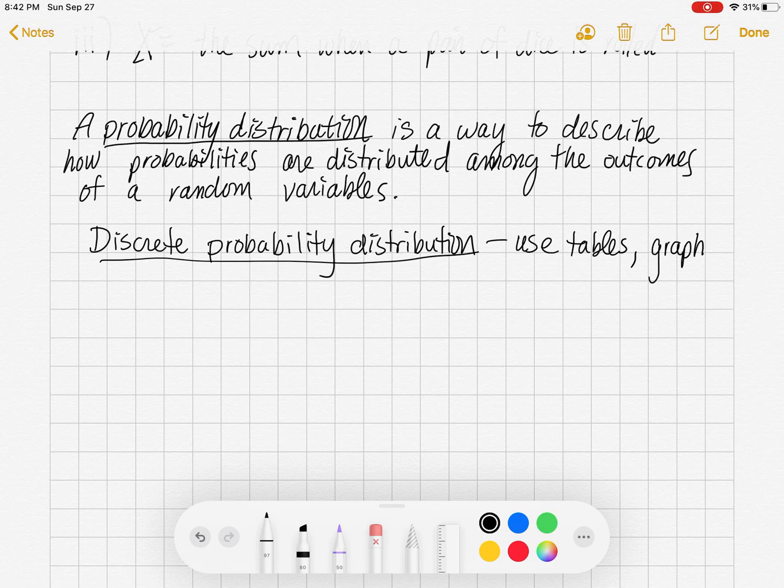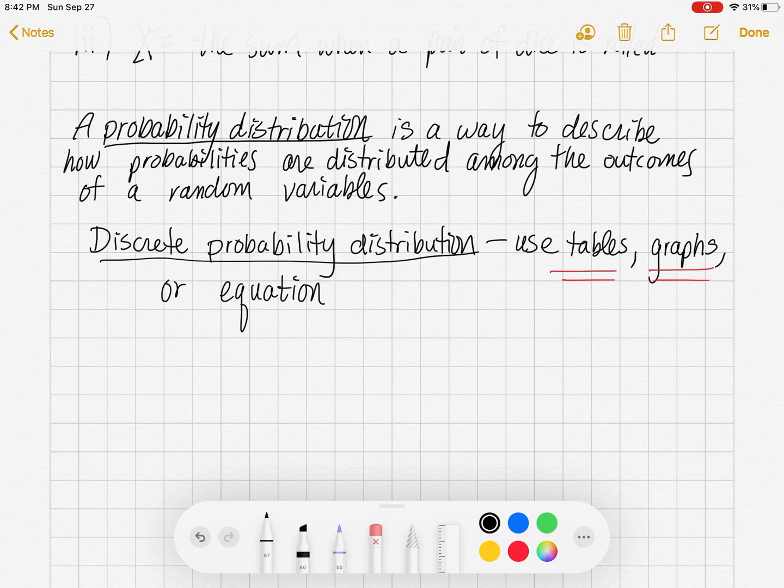Sometimes you'll see a graph, sometimes a histogram, or sometimes equations. I don't think we'll do any equations in this class. I'm probably just going to stick with tables and graphs for our discrete probability distributions. You can also use equations, but we're not going to get into them. They get a little too advanced for this class.